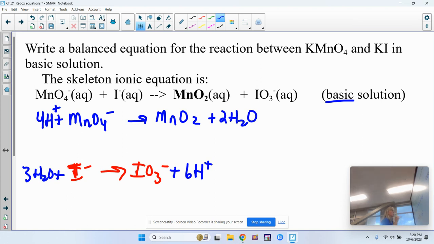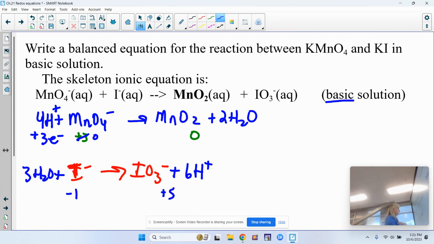Now I need to look at charge. Over here, I have 4 pluses and a minus, so I have a +3 charge overall. And this side, I have 0. So I'm going to have to add 3 electrons to this side to make that 0. And down here, I have a -1 on this side total, and I have a -1 here, but 6 pluses here, so I have a +5 on this side.